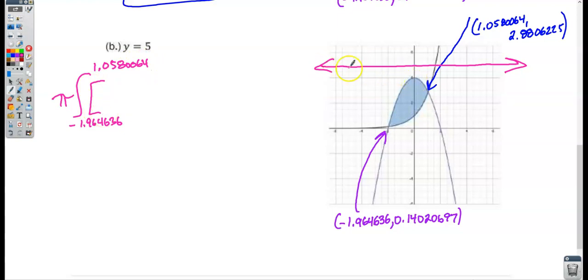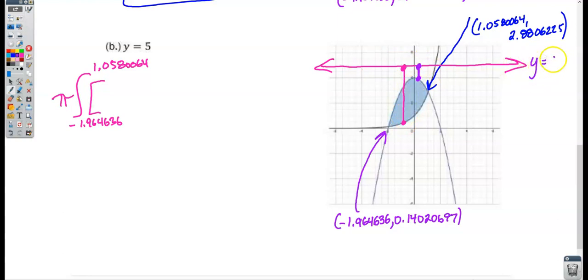Now, since the axis of rotation is above the region, that means the outer radius is actually going to be the distance from this curve to the axis of rotation, and the inner radius is going to be the distance from this curve to the axis of rotation. Now, how do I find those distances? Again, these are distances along a line segment. So we're going to take the bigger minus the smaller.